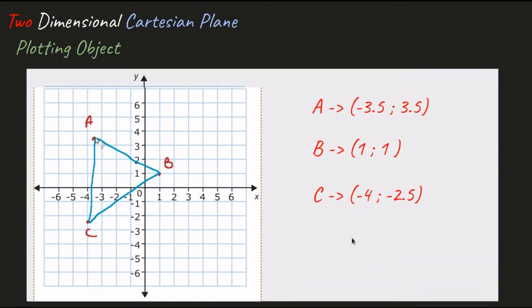Let's draw a triangle. We've got A as (-3.5; 3.5). That's A. And we've got B as 1 x and 1 y, and we've got C in the third quadrant as minus 4 x and minus 2.5 y. And if we join them, we can draw a lovely triangle.